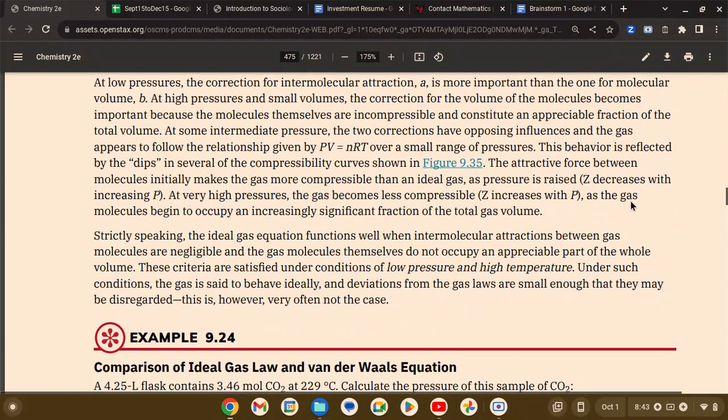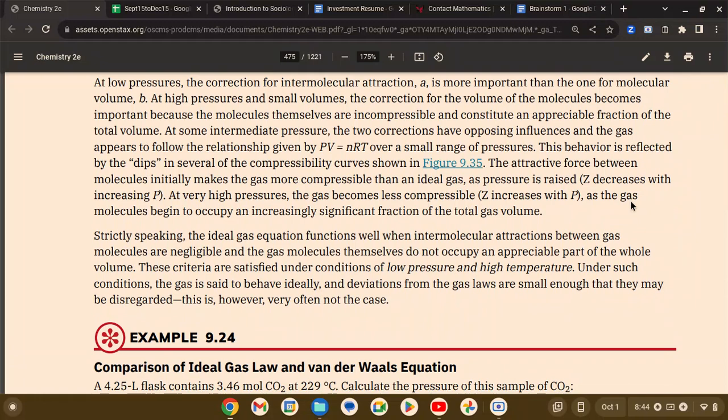At low pressures, the correction for intermolecular attraction, a, is more important than the one for molecular volume, b. At high pressures and small volumes, the correction for the volume of the molecules becomes important because the molecules themselves are incompressible and constitute an appreciable fraction of the total volume. At some intermediate pressure, the two corrections have opposing influences, and the gas appears to follow the relationship given by PV equals nRT over a small range of pressures. This behavior is reflected by the dips in several of the compressibility curves shown in Figure 9.35.